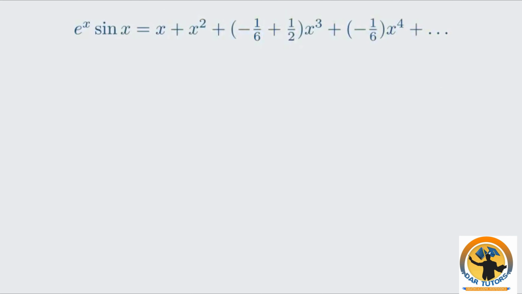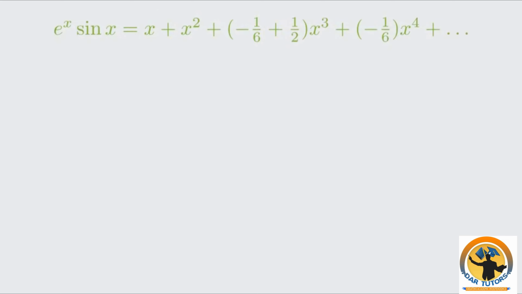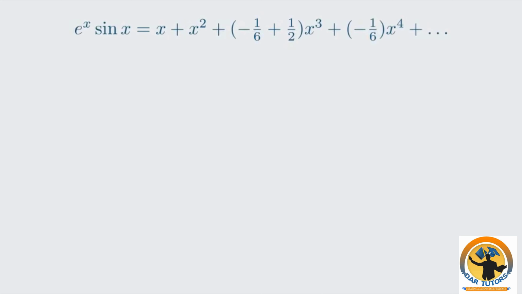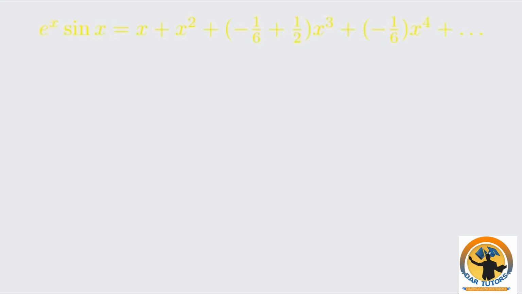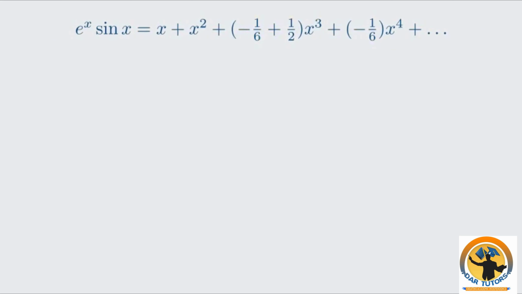Now we collect the like terms. The x term is x. The x squared term is x squared. The x cubed term is negative 1/6 plus 1/2, which is 1/3. The x to the 4th term is negative 1/6. So, the first 5 non-zero terms are x plus x squared plus x cubed over 3 minus x to the 4th over 6. This method of multiplying series is a reliable way to find the first few terms of a product.